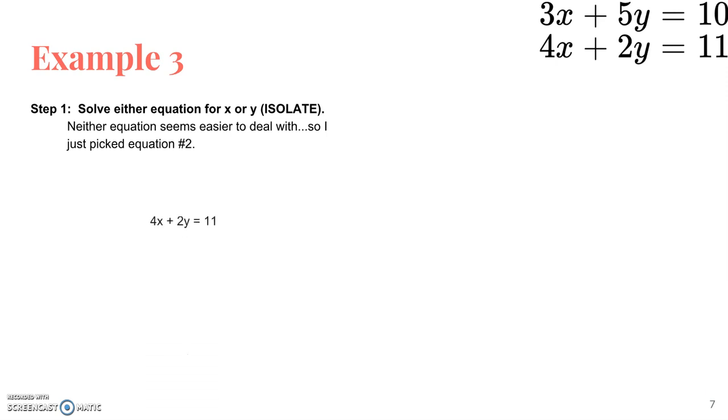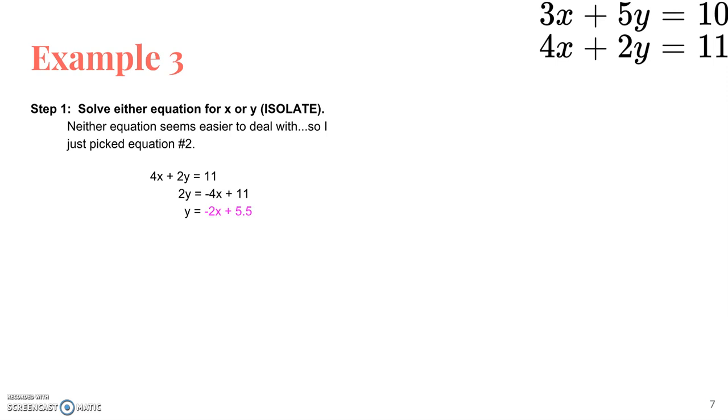So we're going to start with 4x plus 2y equals 11. I'm going to subtract 4x from both sides. I'm then going to divide by 2. And this will give me an answer of y equals negative 2x plus 5.5. Feel free to use fractions, so you could have this as 11 divided by 2, or decimals, which would be 5.5.